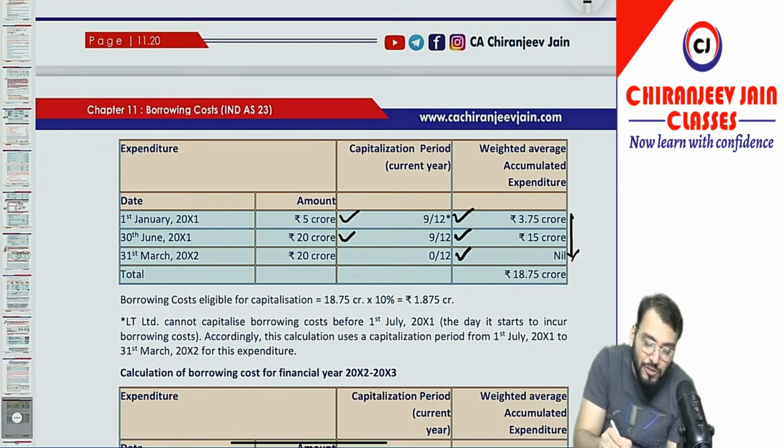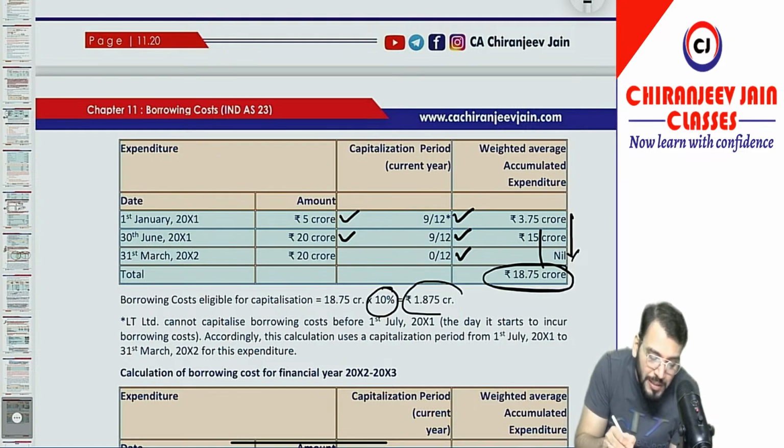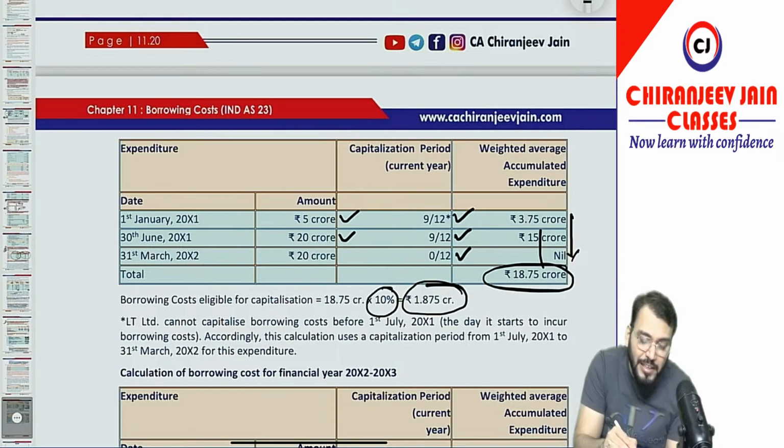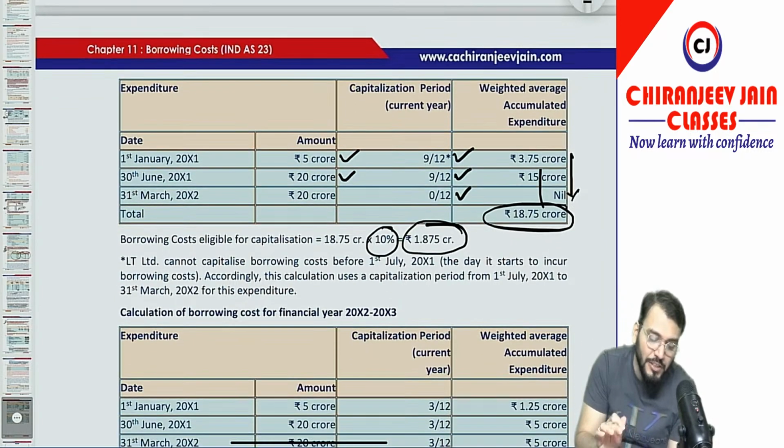You just calculate by using what? By using 10%. So apply 10% on 5 crore, meaning they have first calculated average expenditure and then on average expenditure they have applied the capitalization rate. So this will be the borrowing cost to be capitalized. Or directly you can do 5 crore into 10% into 9 by 12, 20 crore into 10% into 9 by 12, 20 crore into 10% into 0 by 12. Your answer will come. Understood?